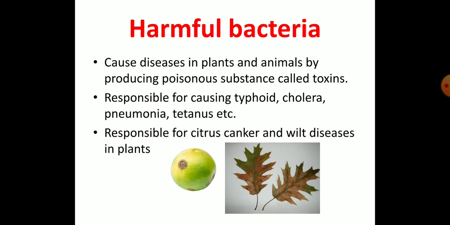Now, harmful bacteria. Some bacteria are very harmful and they cause diseases in plants, animals and human beings. These bacteria cause diseases in plants and animals by producing poisonous substances called toxins. These bacteria are also responsible for causing diseases like typhoid, cholera, pneumonia and tetanus. Some bacteria are responsible for citrus canker and wilt diseases in plants.